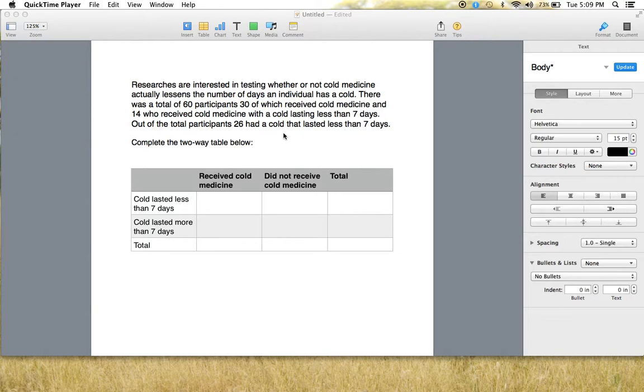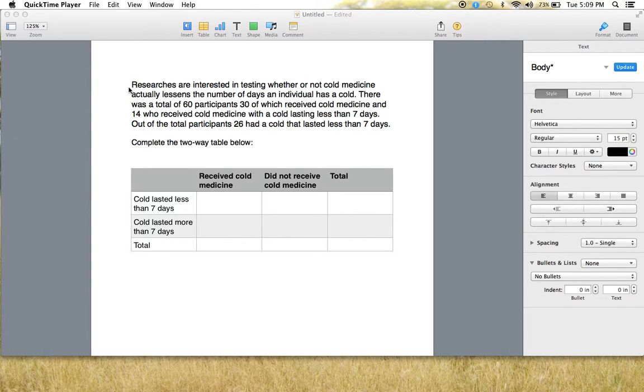This is something that is used in statistics when dealing with two categorical variables. And a quick refresher of what a categorical variable is, essentially, is any question that elicits a response that's yes or no, or received cold medicine, did not receive cold medicine. Those are two examples of a categorical variable. So let's take a look at our situation.